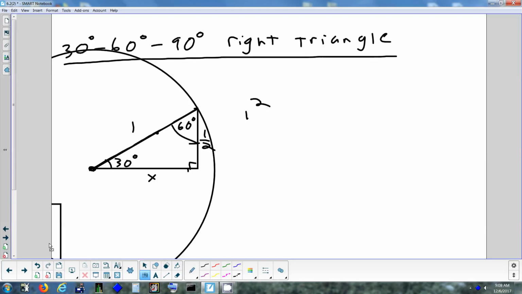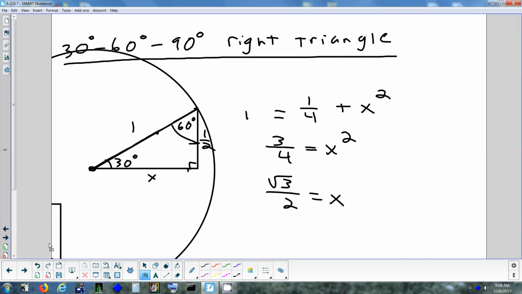So we get 1 squared. Actually, I'll just do it out as we go. 1 squared is 1. 1/2 squared is 1/4. Plus x squared. If I bring the 1/4 to the other side, what will that give me on the left? Yep. 3/4. And my last step to get x by itself would be, yep, square root it. Take the square root.